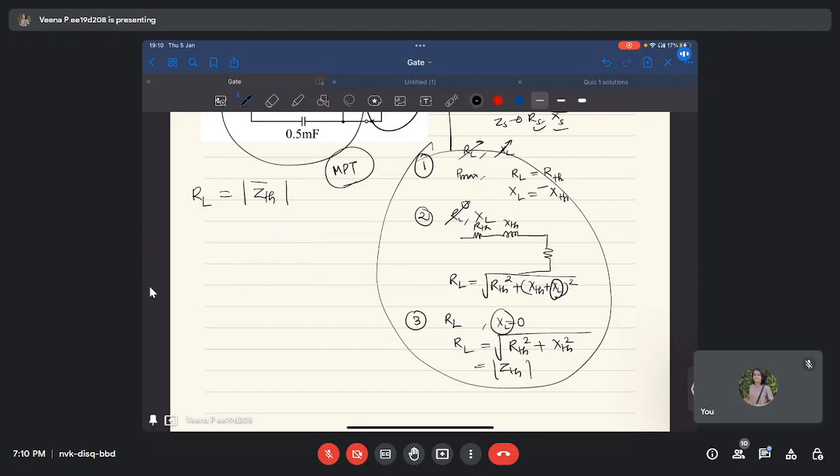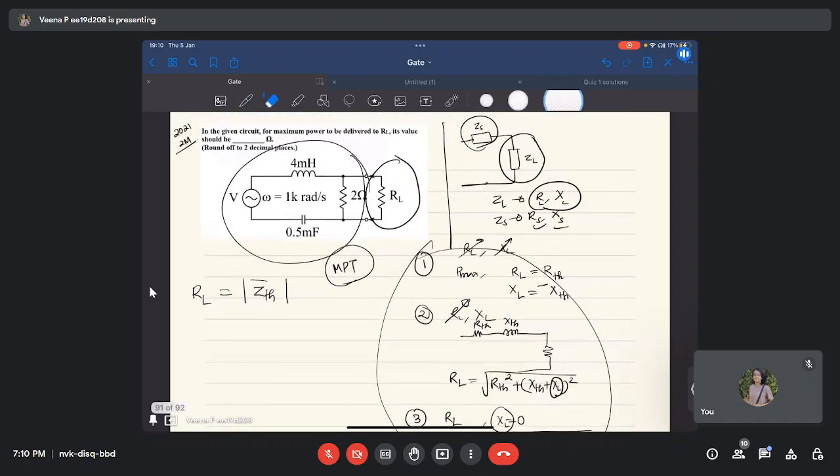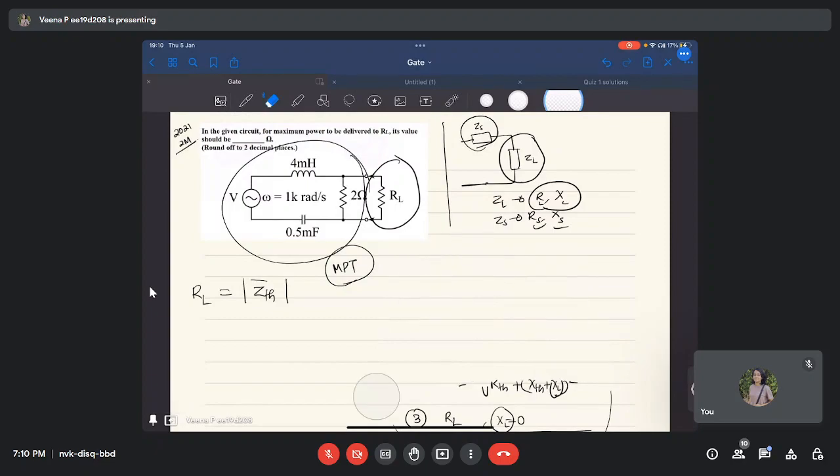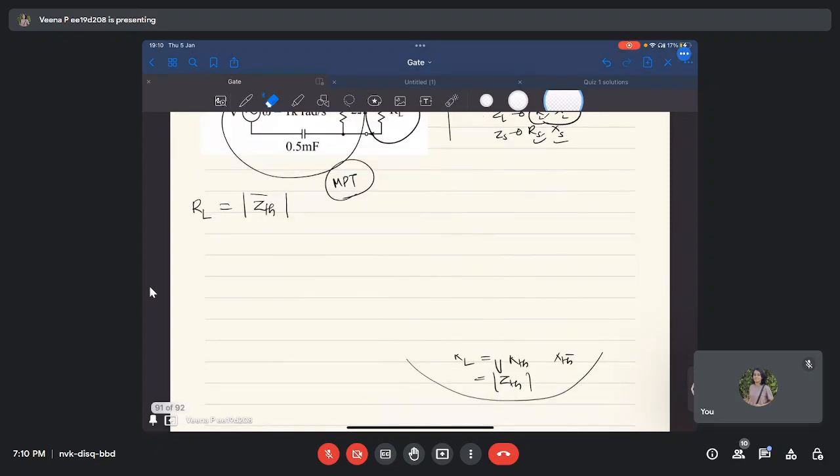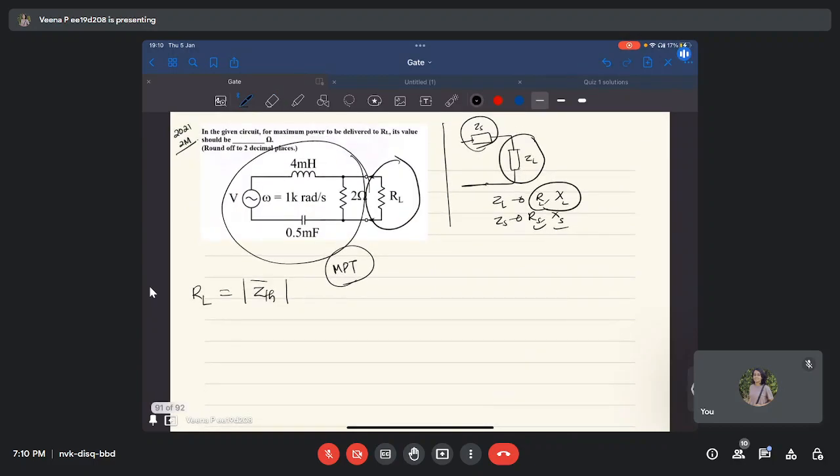Okay. So in this problem, there is only RL. So you have to find the Thevenin impedance. If you get the magnitude of the impedance, that value will be the RL value for maximum power transfer.